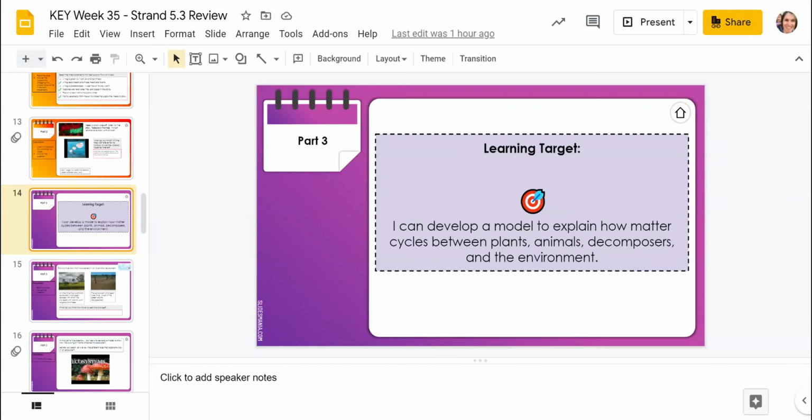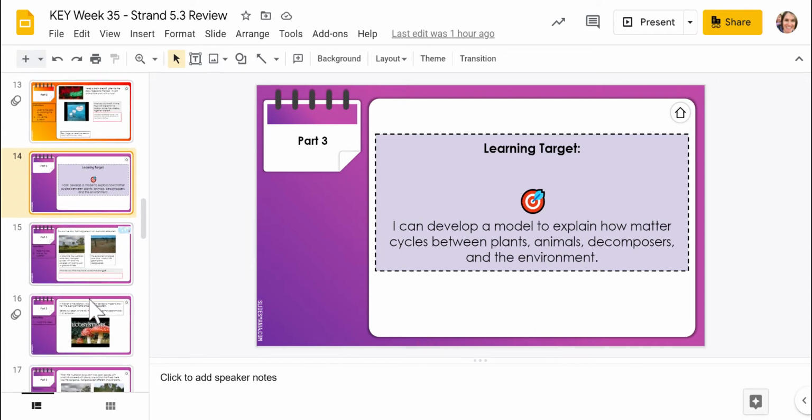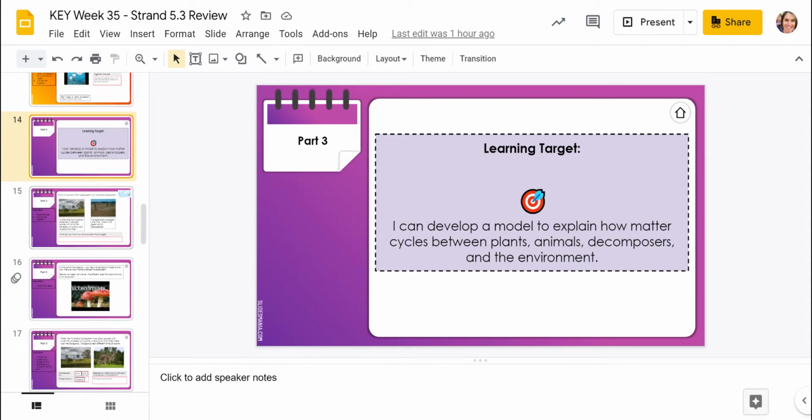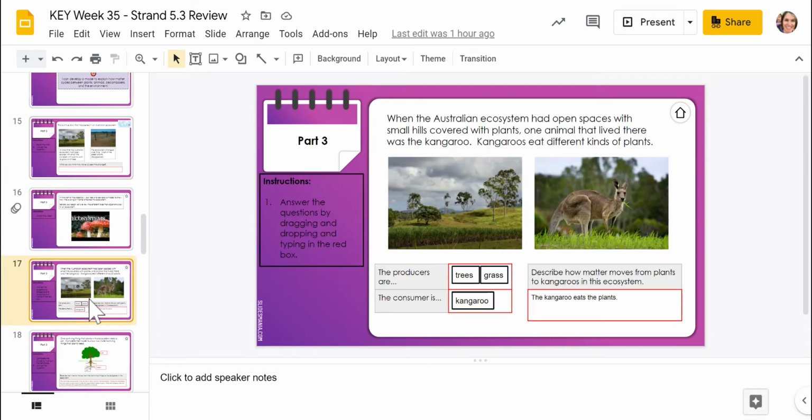In part 3, you gathered information and then used that information to develop a model to explain how matter cycled in the rabbit problem in Australia. So, to start off, we reviewed a little bit about producers, consumers, and decomposers, and then you learned a little bit more about how matter cycles in the Australian ecosystem.